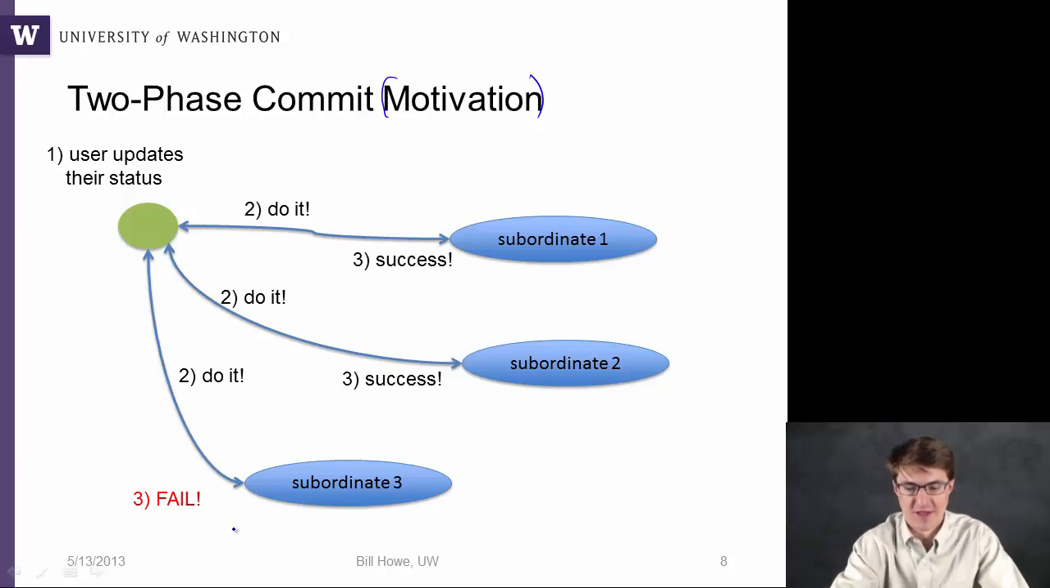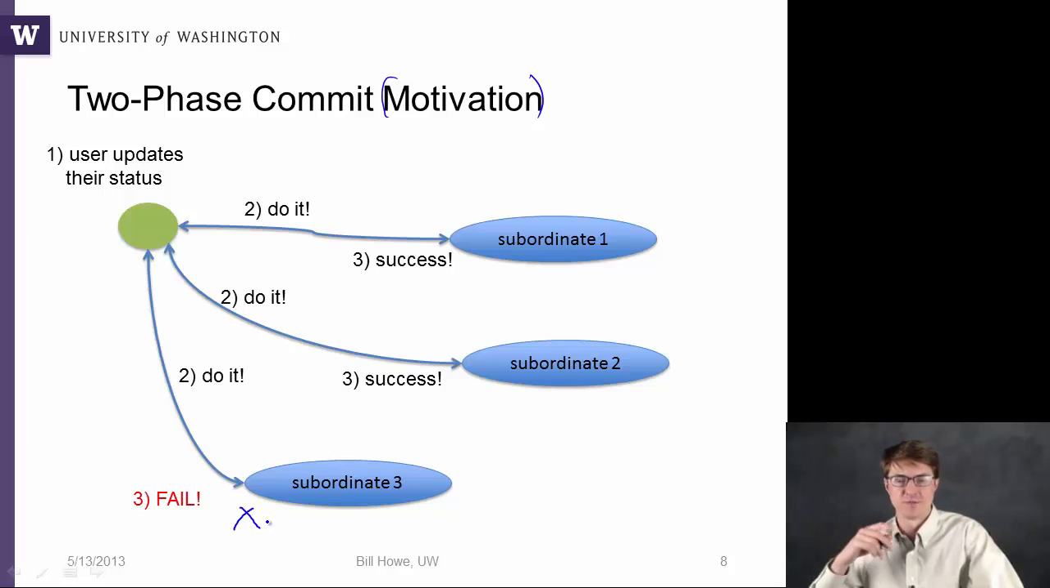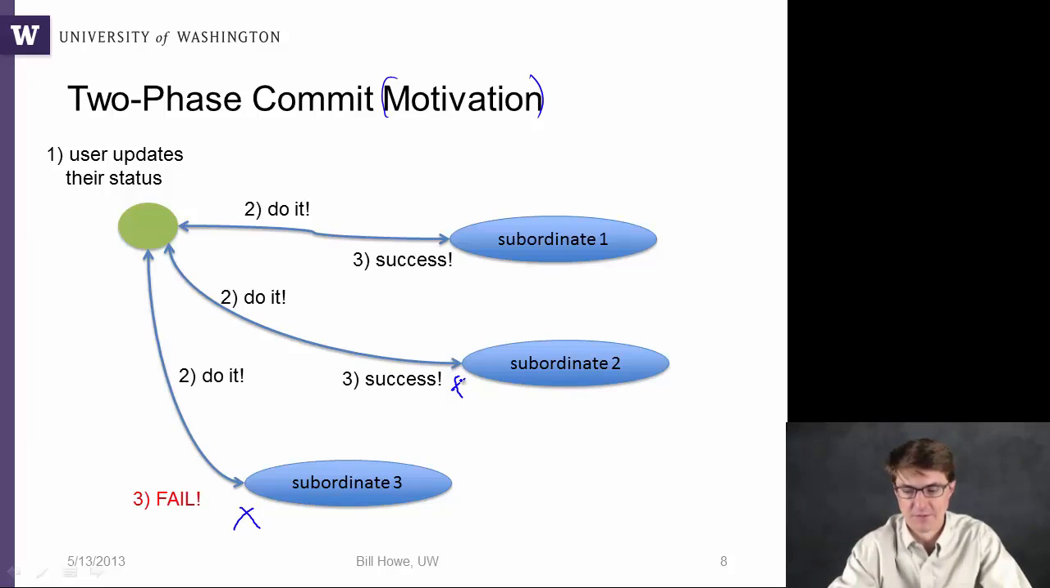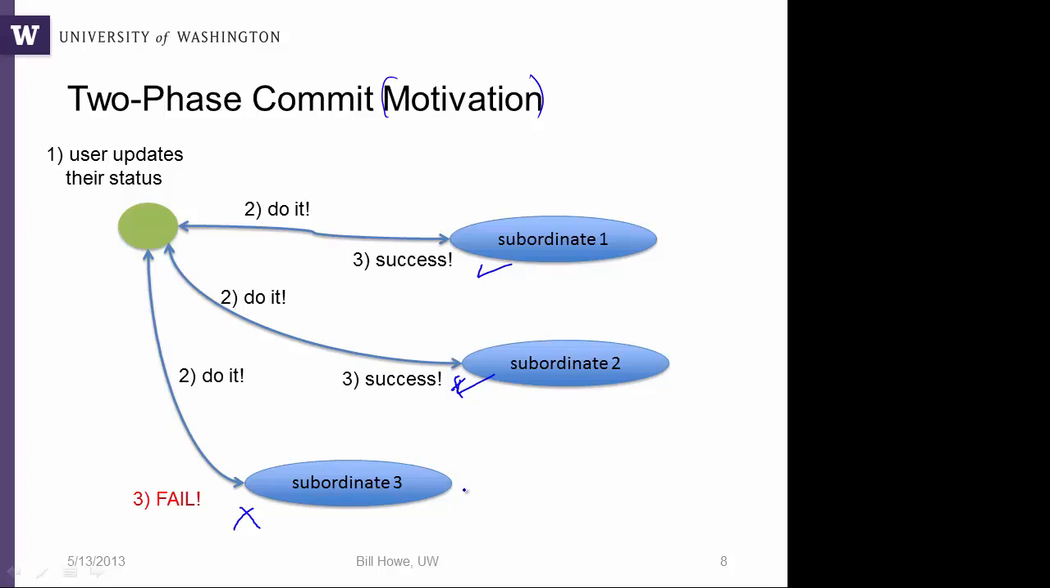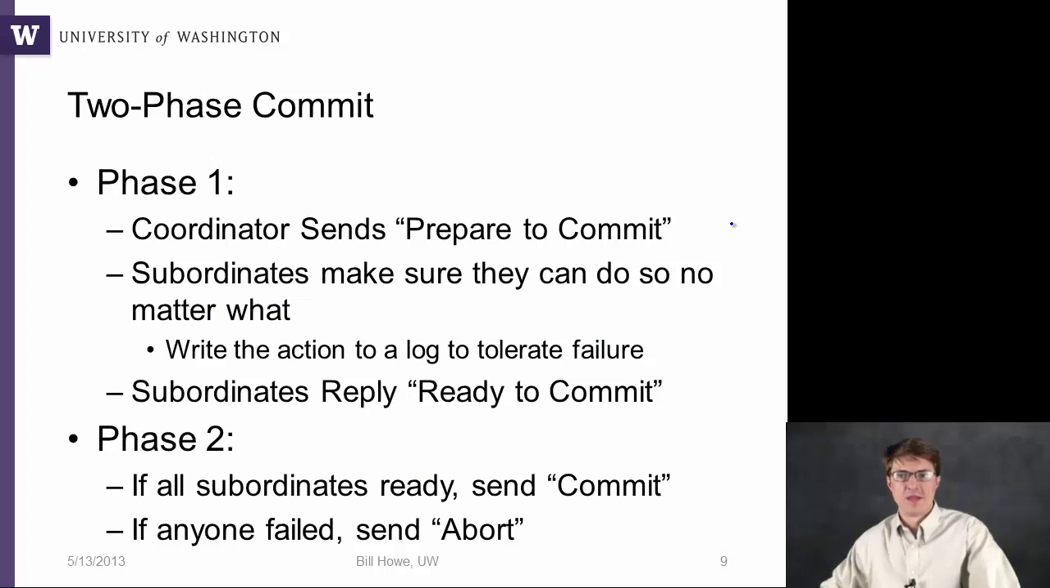Because this one has the old value because it failed for some reason. Either you didn't hear back from the server at all, or it said, look, something's wrong with my disk, I can't do it, so it responds with a failure, regardless. And these two have already successfully applied the transaction. And so now you're in an inconsistent state. Subordinate 3 has the old value, and these guys have the new values. Okay? So how you solve this problem is two-phase commit.